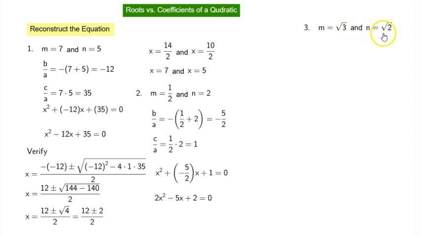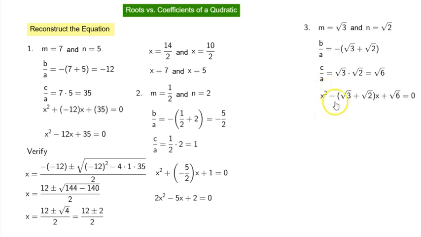m is equal to root 3 and n equal to root 2. b by a is equal to minus (root 3 plus root 2). And c by a is equal to root 3 times root 2, which is equal to root 6. Now, b by a, this part cannot be further simplified. So we have x square minus (root 3 plus root 2)x plus root 6 is equal to 0. This is the equation. Okay, so that was one of the ways in which we can use this relationship between roots and coefficients. Now let's look at another one.